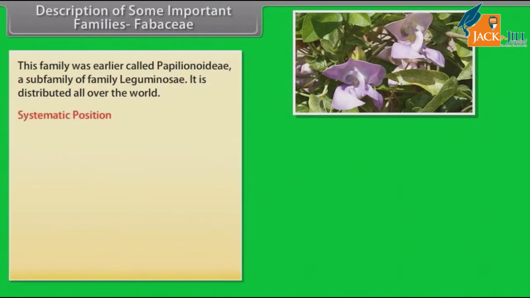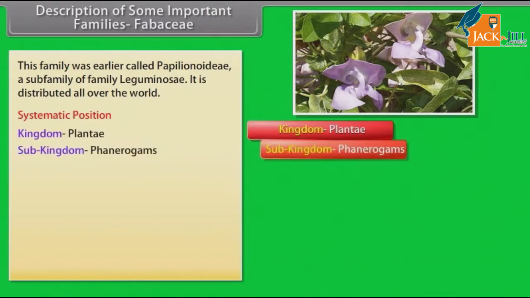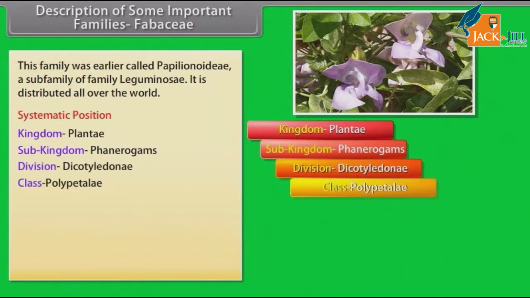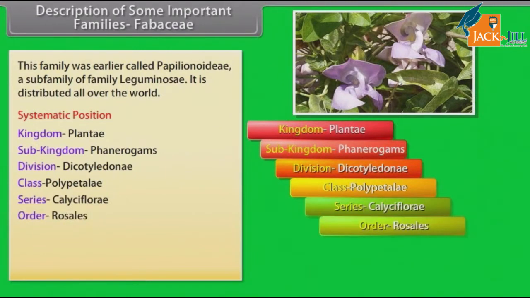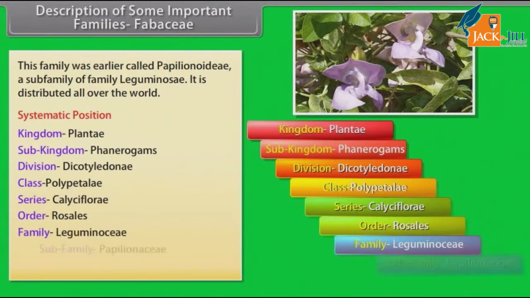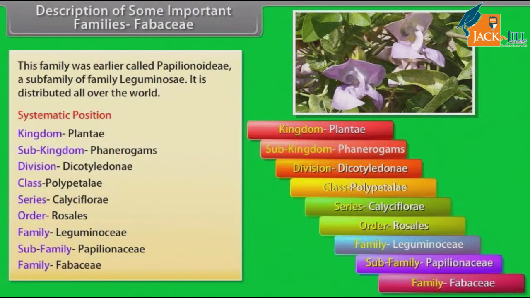Systematic position. Kingdom Plantae. Subkingdom Phanerogams. Division Dicotyledonae. Class Polypetalae. Series Calyciflorae. Order Rosales. Family Leguminosae. Subfamily Papilionaceae. Family Fabaceae.